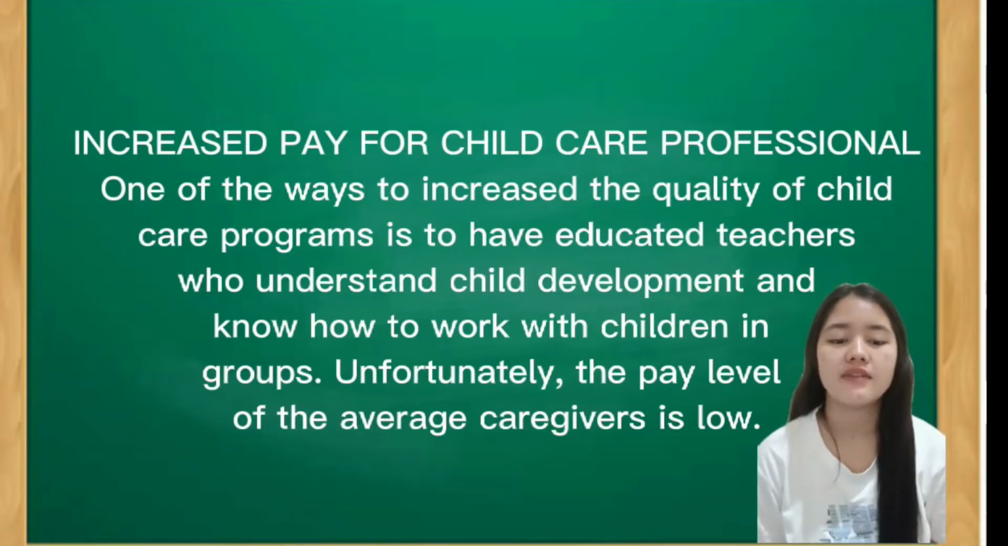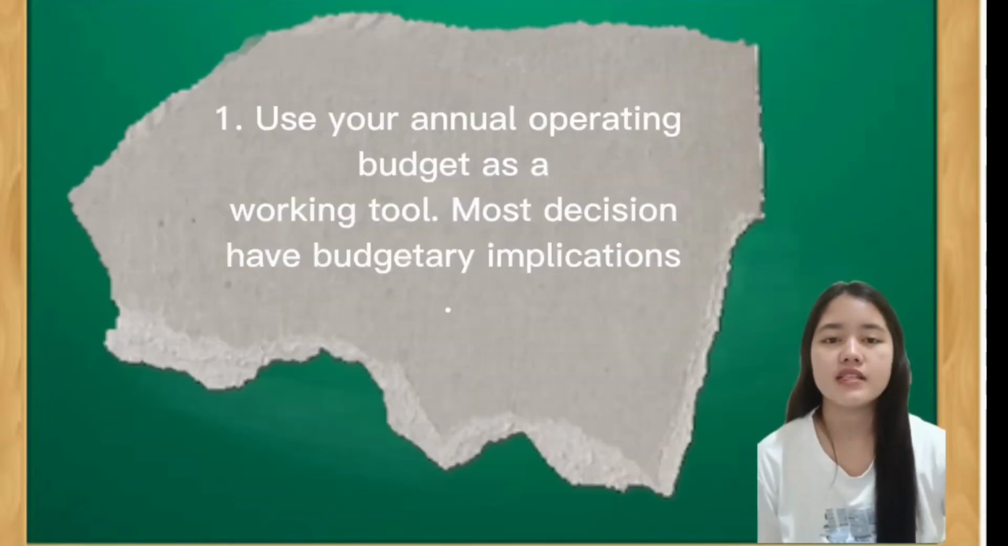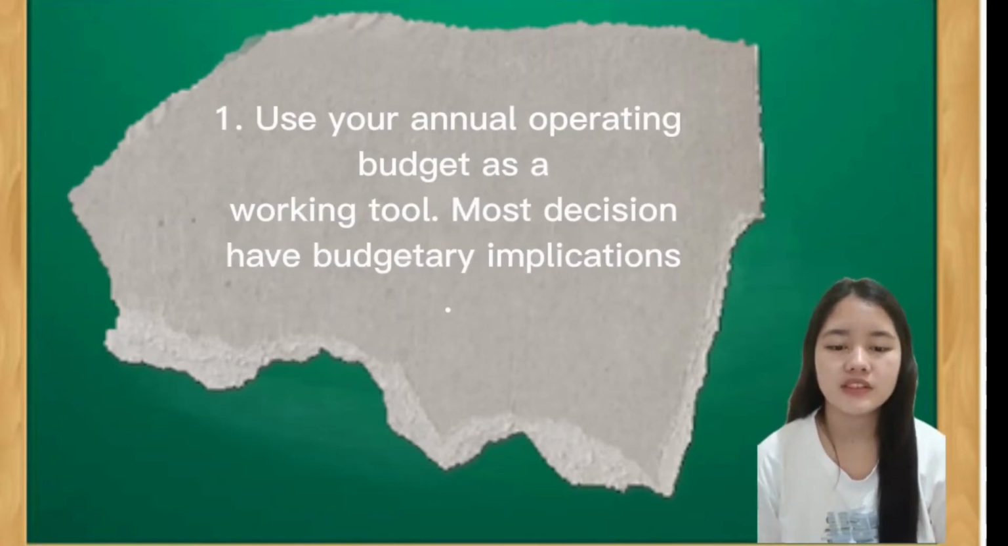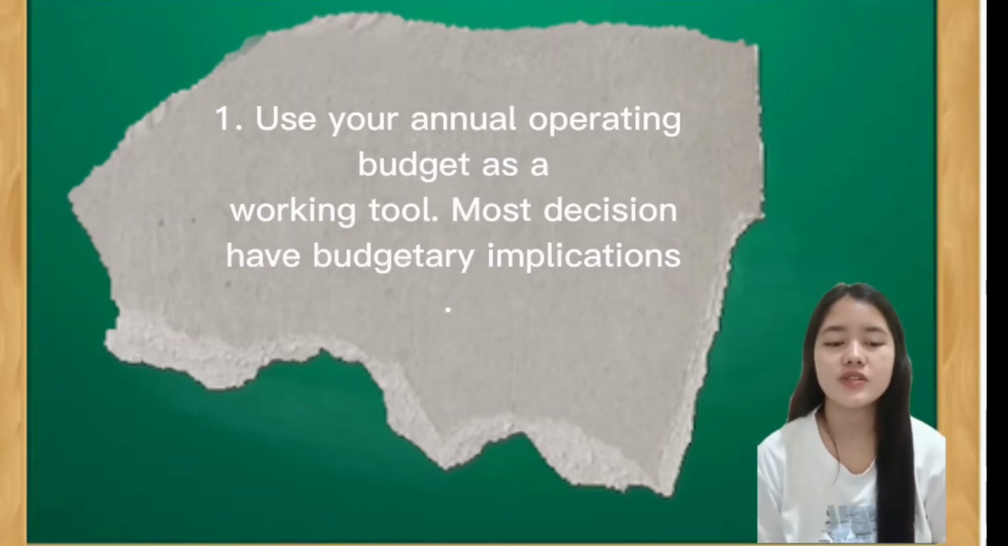NAEYC has long been an advocate of well-trained and well-paid teachers. An editorial in Young Children, NAEYC 1997, lists six things a director can do to improve staff compensation and quality. First is use your annual reporting budget as a working tool. Most decisions have budgetary implications. Directors should learn to read line items in the budget and track expenses for each category. There are usually alternative spending choices that could increase the amount of money available for salaries.